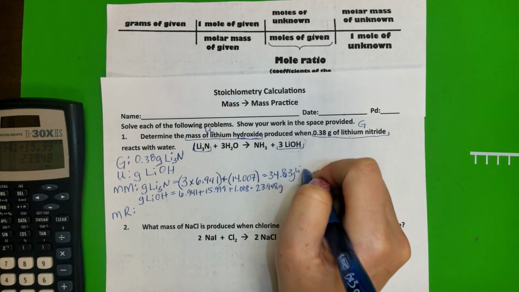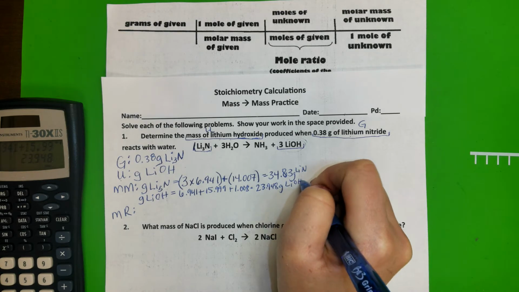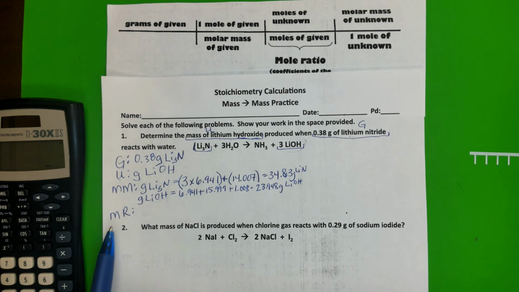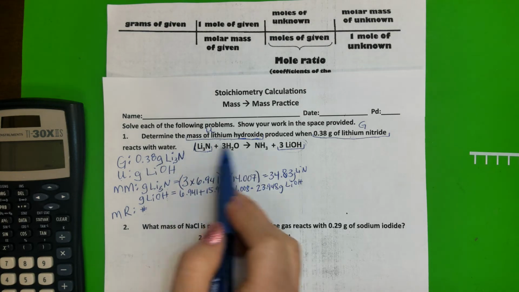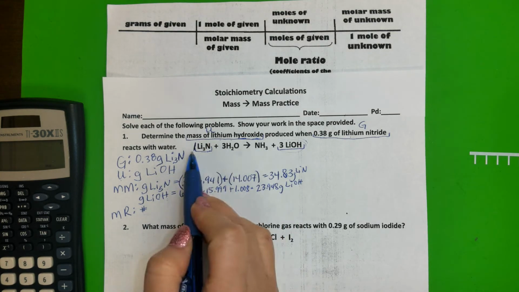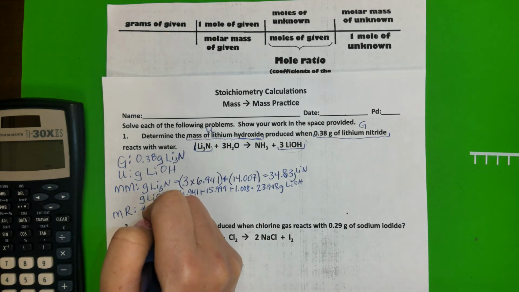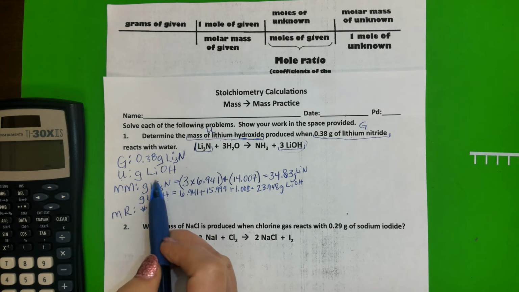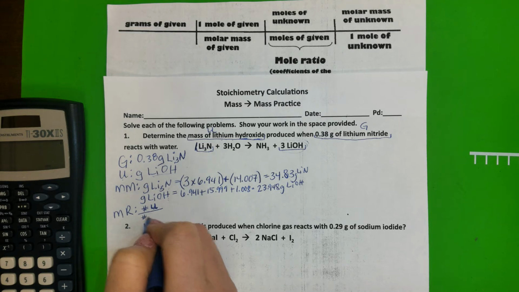grams of lithium nitrate, and this is grams of lithium hydroxide. Sorry about that. Okay, so now the mole ratio. The mole ratio is based on the equation. Remember, it's going to be one of these, a 1 or the 3. The first one is based on the element or compound of the unknown. So the element or compound is this one.